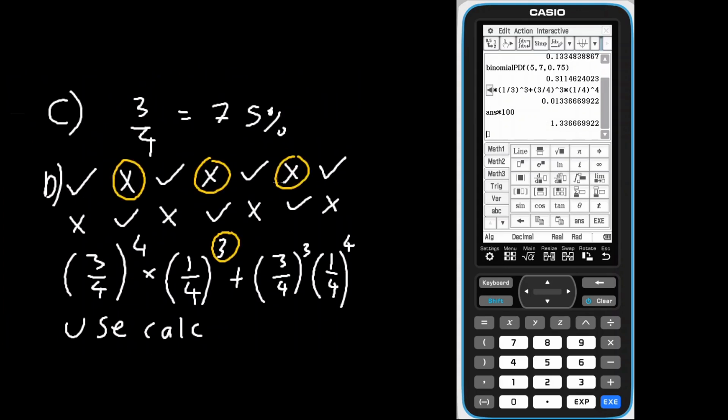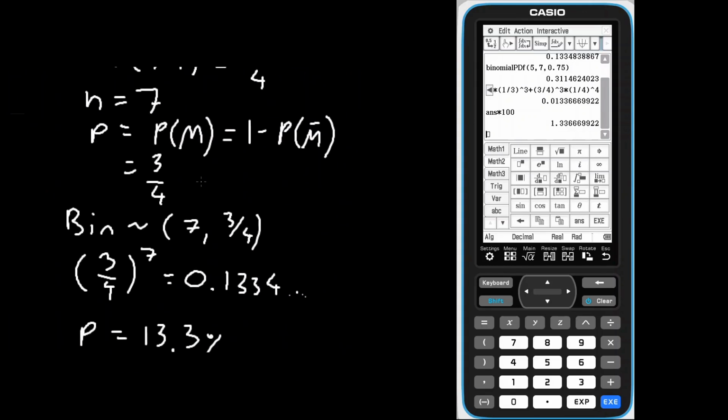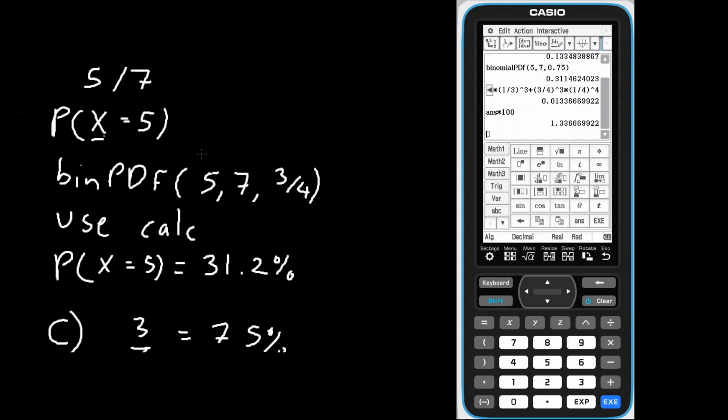So hopefully that makes sense. It's about using the binomial function here. That's really important. And then also just using the calculator to crunch numbers for you is also really important as well. And specifically this function here. That's going to be super useful in the questions to come.